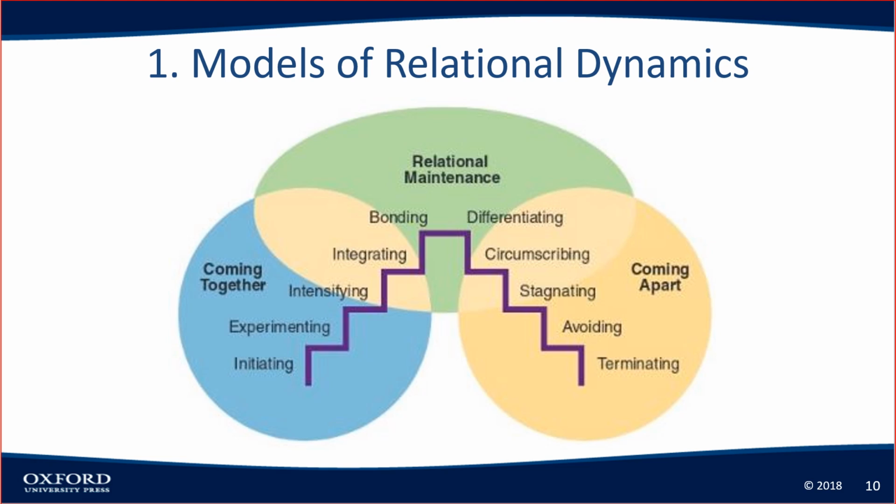And Knapp's model identifies 10 stages within these three stages. So the 10 stages of coming together and coming apart, and then relational maintenance that takes place. There are other models out there that are aimed at a similar idea, but for this class, we're going to focus on Knapp's model, which is aimed at keeping relationships operating smoothly and satisfactorily.